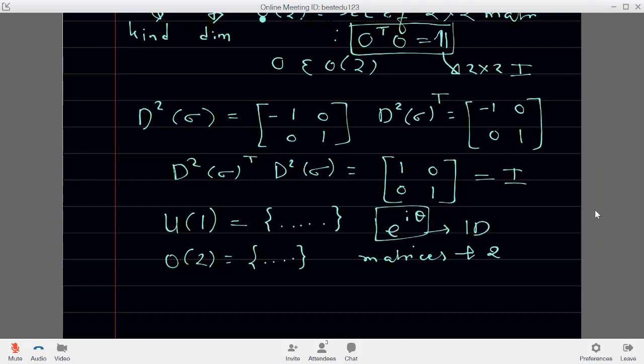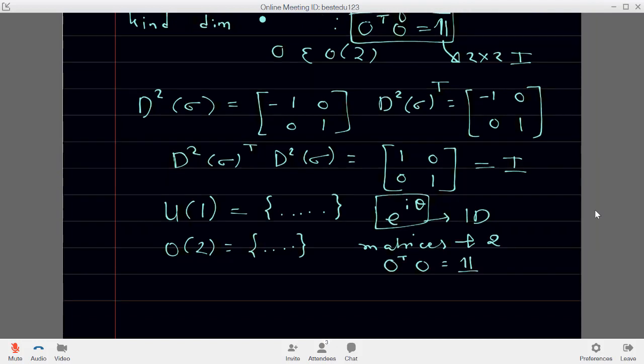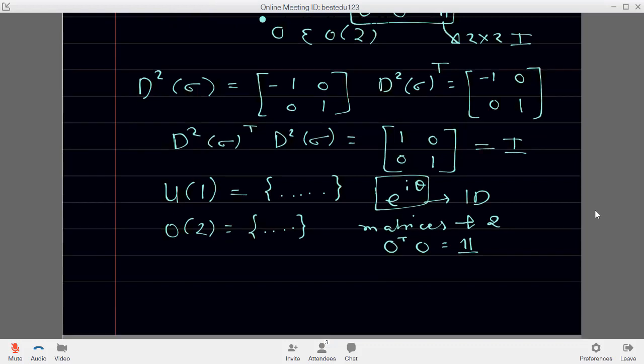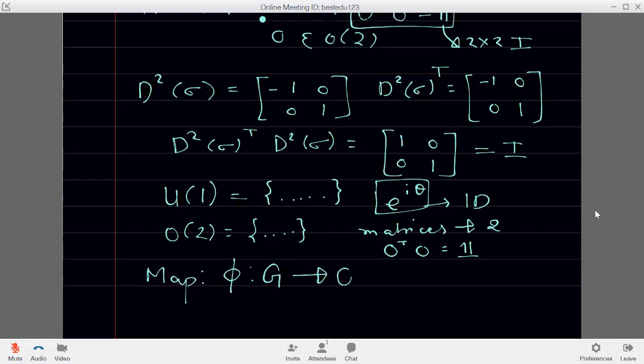So for example, I have a map phi, and this map takes group elements and puts them into the matrix representation, the matrix group. So here I can write O2. But the question is, we don't know what the map is, right? We know which element goes to which element of O2, but we have no idea how to form the map. We will take a look at this in the next lecture. Till here, I think it is clear.